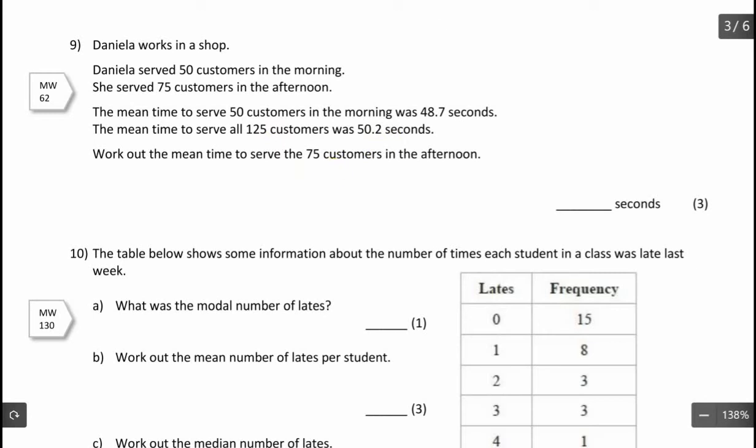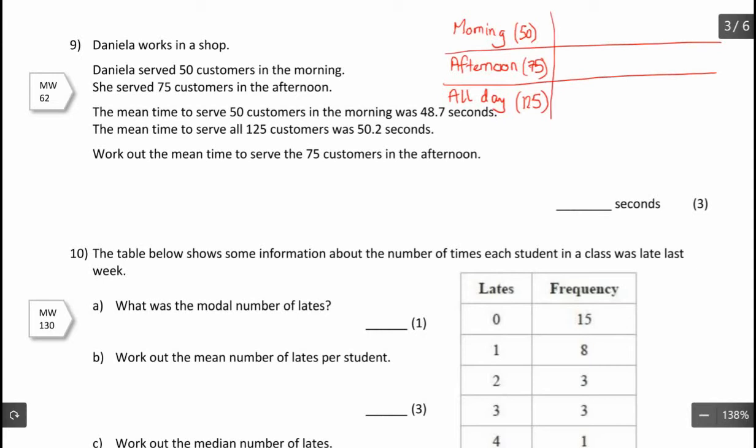So I'm going to use a table for this one. I'm going to have the first row for morning customers, and then afternoon underneath, and then I'll just put all day. And I'll just put in brackets next to those how many customers there were. Okay, so I've got total time here and average time.